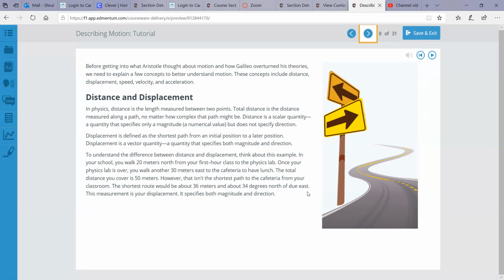The shortest route would be about 36 meters and about 34 degrees north of due east. So that is a measure of your displacement. It specifies both magnitude and direction. We have magnitude, 36 meters, direction, 34 degrees north of due east.